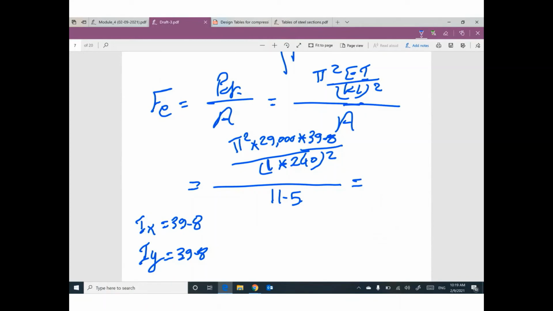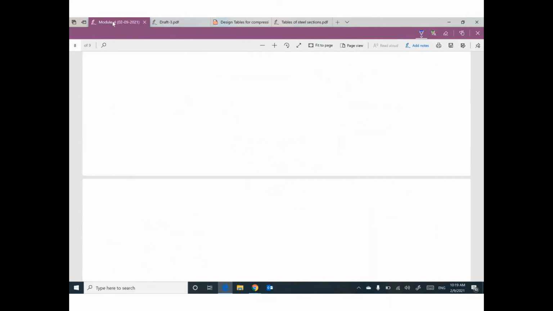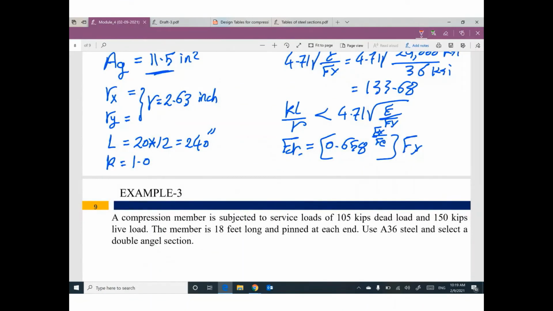So what is the value here? Pi square times 29,000 times 39.8 divide 240 square divide 11.5. This value is 17.19 KSI. So if you put this number, 17.19, if F yield is 36, I can give you the value of F critical.